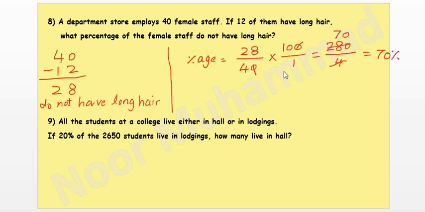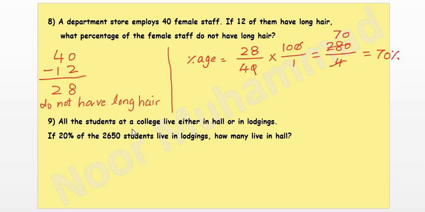So here is the answer, students. Because 12 were having long hair, but they want us to find the percentage of the female staff who do not have long hair. So first subtract this 12 from the 40 to know how many female members do not have long hair. So 28 do not have long hair. Then just the next steps are exactly the same.